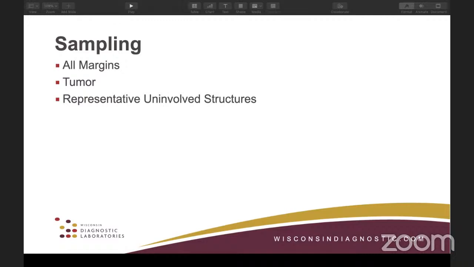Same thing with a colon cancer case. After you take your margins and your sections of your tumor, you're going to take sections of uninvolved colon as well, the colon wall. If it's an ascending colon, you'll take sections of the appendix, ileocecal valve, things like that. So you always want to sample your uninvolved tissue as well.